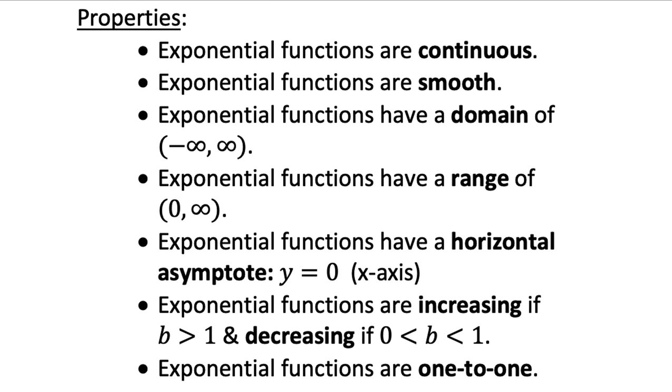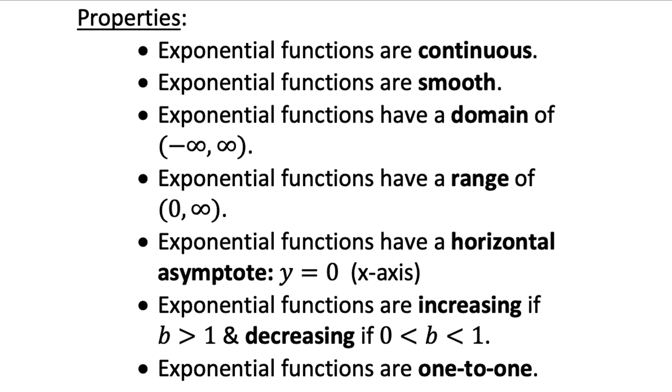Exponential functions are also smooth. This means that in addition to being continuous, with no jumps or holes, it also has no corners or anything like that. Technically, in calculus we would say it is differentiable, meaning there's a well-defined tangent line at each point. But just think of it as smooth, no corners, okay? So it's not jagged or anything like that.